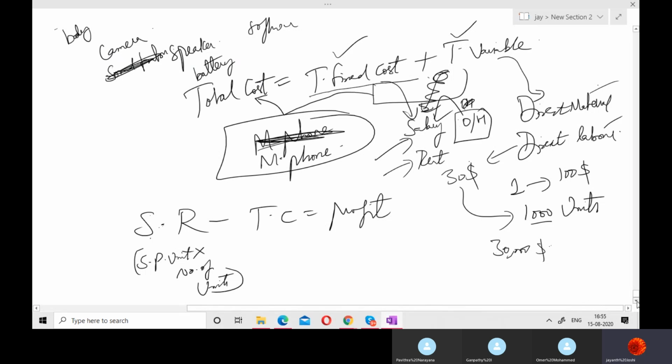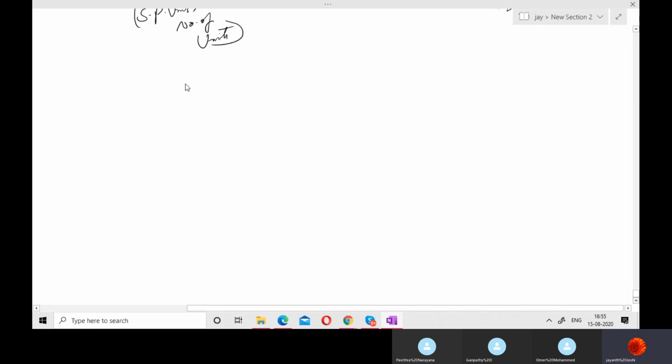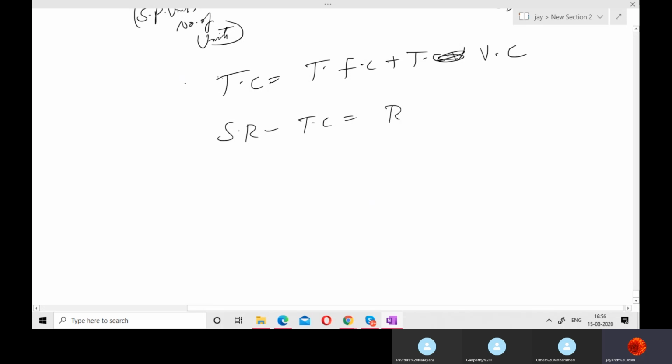So we'll elaborate on this. As we started, total cost is equal to total fixed cost plus total variable cost. Or variable cost, whatever you want, you can keep. And sales revenue minus total cost is equal to profit.